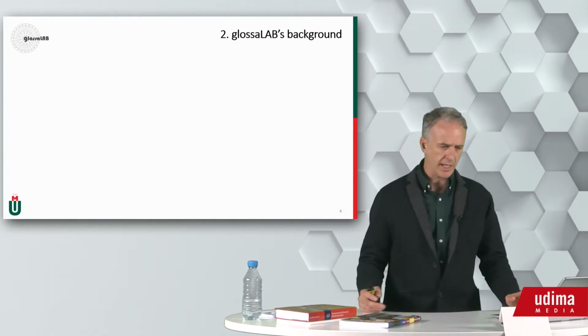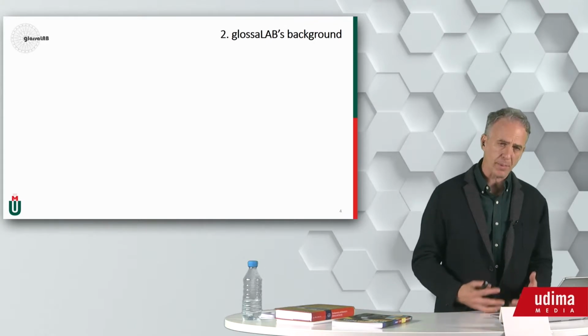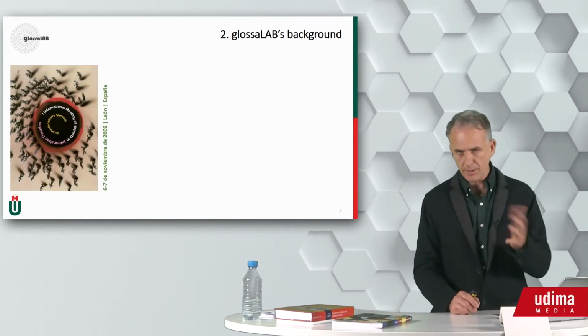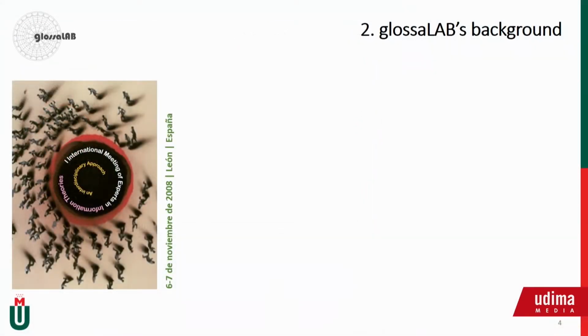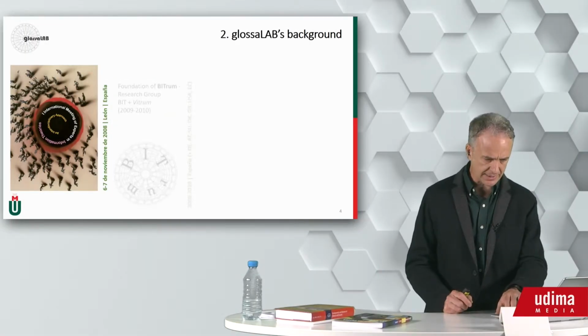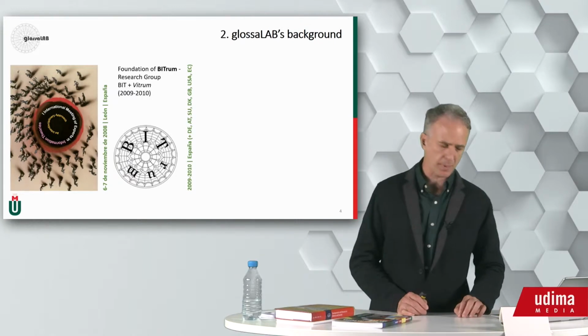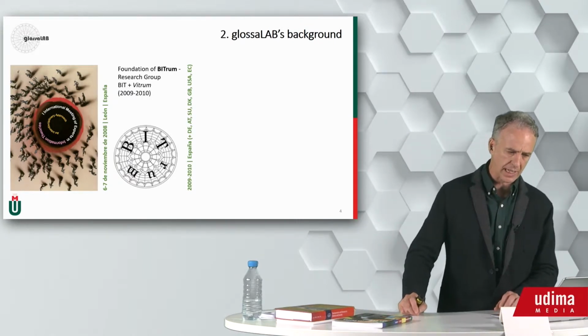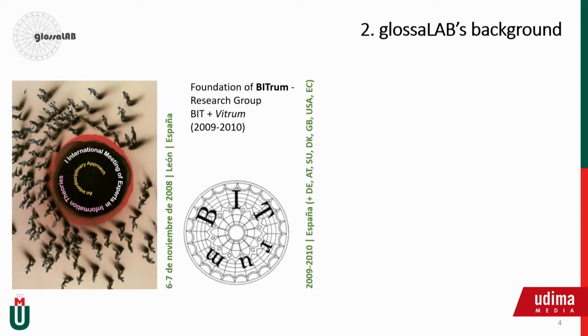Regarding the background, with respect to the clarification of concepts in the theories of information, more than 10 years ago we organized in León, in Spain, an international meeting of experts in information theories, trying to develop an interdisciplinary approach. And this materialized in the creation of a research group, that is one of the participants that I mentioned before for the consortium of the glossaLAB. And this has been operating and devoted particularly to the clarification of concepts in the study of information.